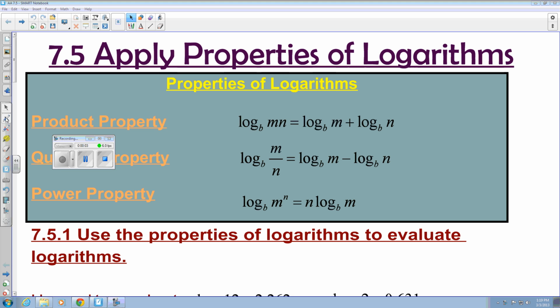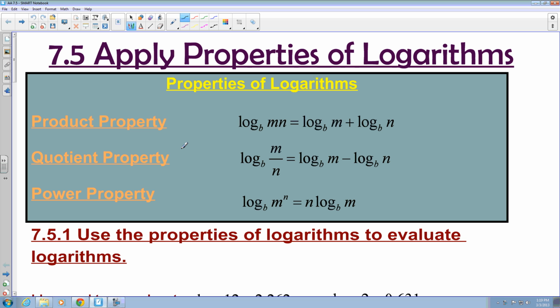Alright, so we're in section 7.5 where we're going to apply properties of logarithms. So as we're looking at it, we have three properties of logarithms. We have what is called the product property, which means that if, say, we had a log base b of m times n, I could rewrite it as log base b of m plus log base b of n.